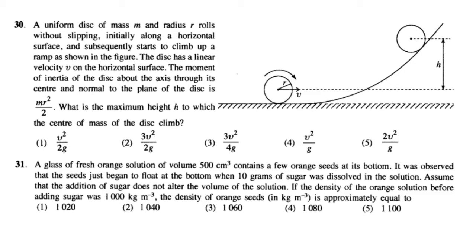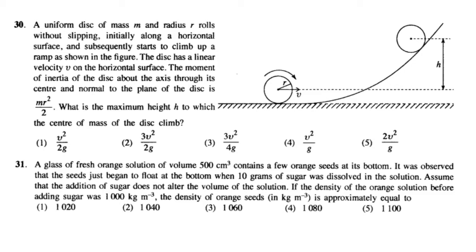Answer 3. Question 31. A glass of fresh orange solution contains a few orange seeds at its bottom. It was observed that the seeds just began to float at the bottom when 10 grams of sugar was dissolved in the solution. They are asking for the approximate value of the density of the orange seeds.